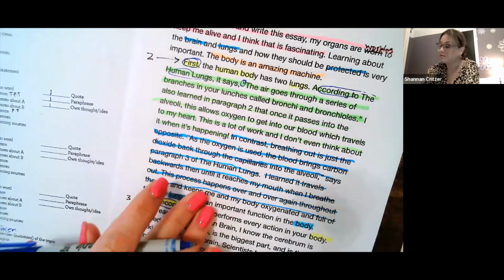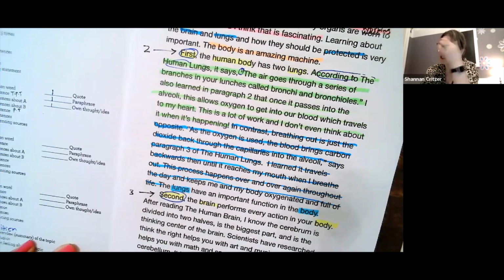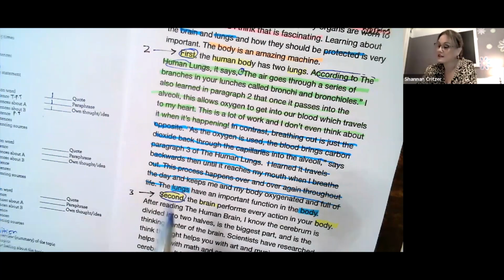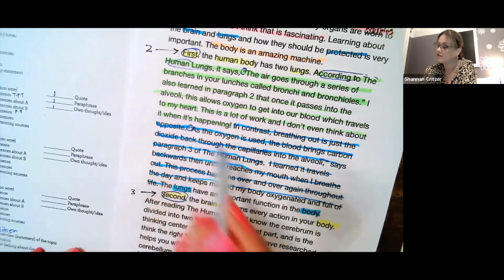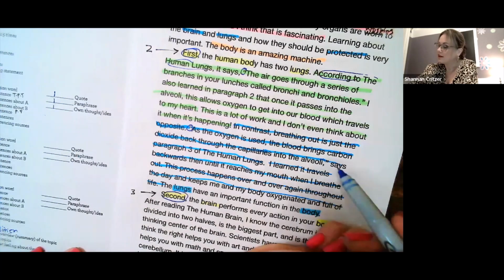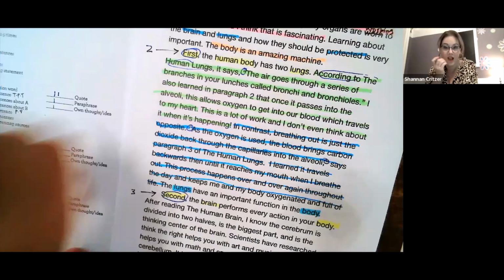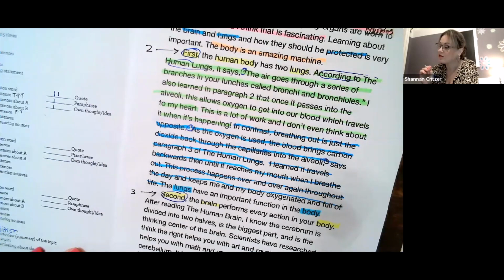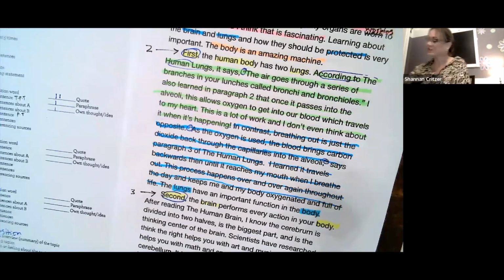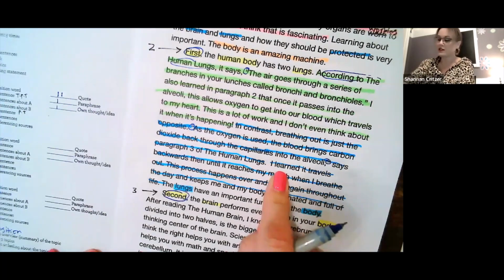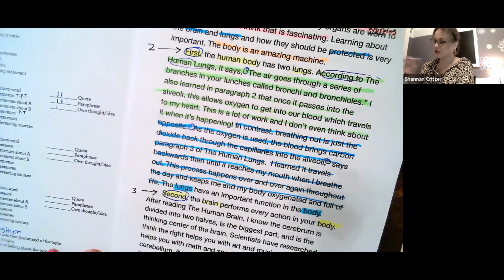That's just in part A. Now look at part B. In contrast, breathing out is just the opposite. And then look at this. I have my quotations. It ended right here. And then this says paragraph 3 of the human lungs. That's a quotation. Then I also think that we paraphrase in this? It travels backwards until it reaches my mouth. The process happens over again. I didn't paraphrase that. Actually, I did because I said I learned. So that's a paraphrase. I learned, it travels backwards.